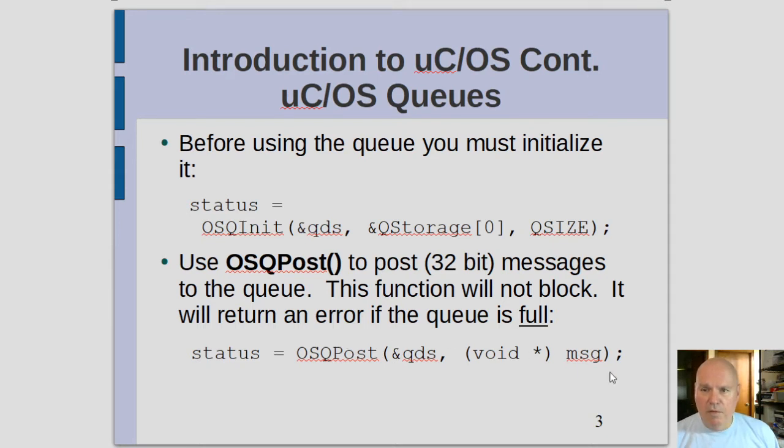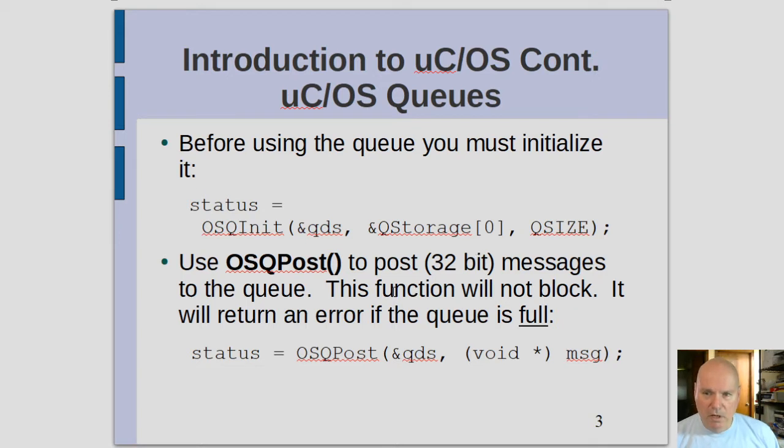For using the queue, you have to initialize it. So you would do this in your user main routine. So here's the queue data structure. You also have to pass it a pointer to the start of your storage, and then also the size, the number of elements that you've set aside in your array.